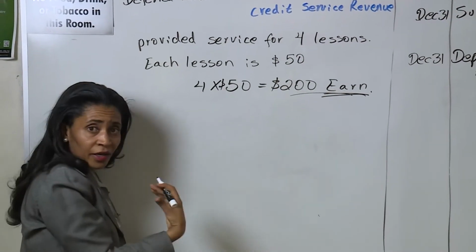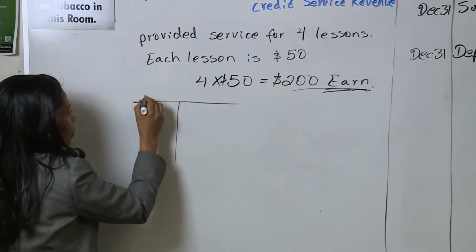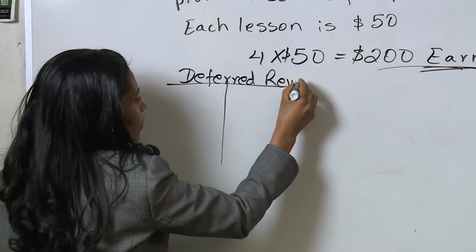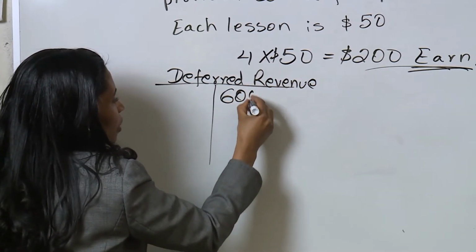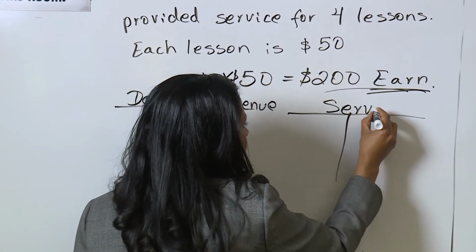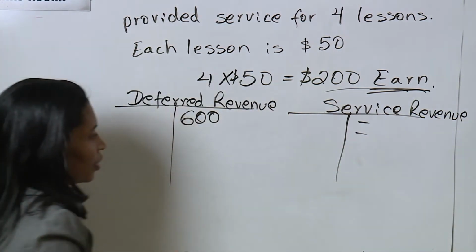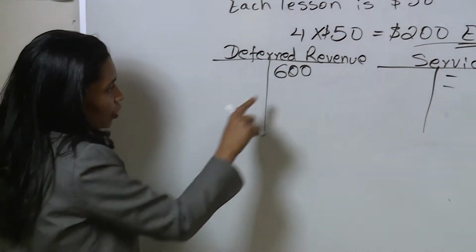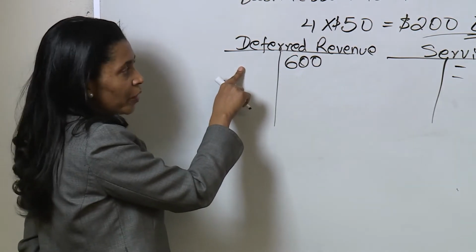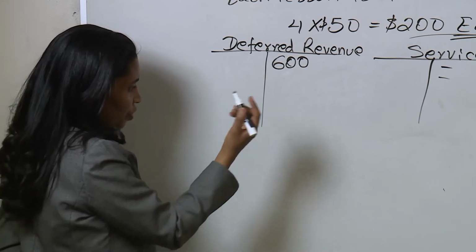It is my revenue. So what I can do is, for deferred revenue, it used to be $600, and our service revenue, we have other transactions in here, but at this point, what I'm trying to do is take $200 of the $600 out of my liability account and put it in my service revenue account. So how do I do that?